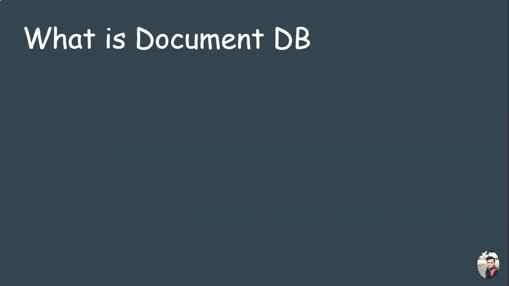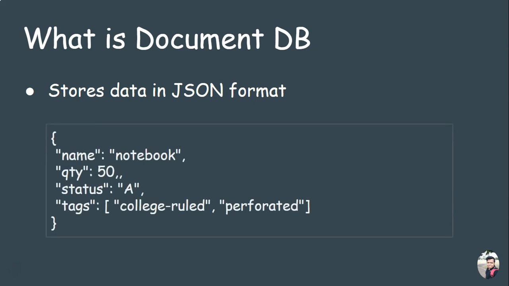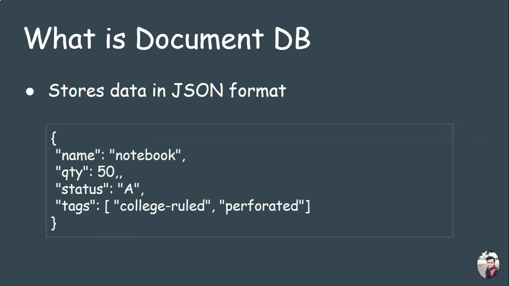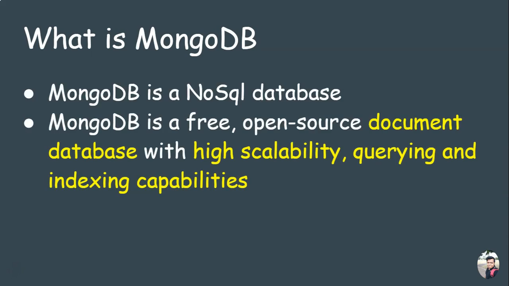Now what is DocumentDB? DocumentDB stores data in JSON format. JSON stands for JavaScript Object Notation, where key and values are grouped in an object and they are stored like this. You can store arrays also in the form of values. Now what is MongoDB? Let us redefine the definition. MongoDB is a free, open source document database with high scalability, querying and indexing capabilities.